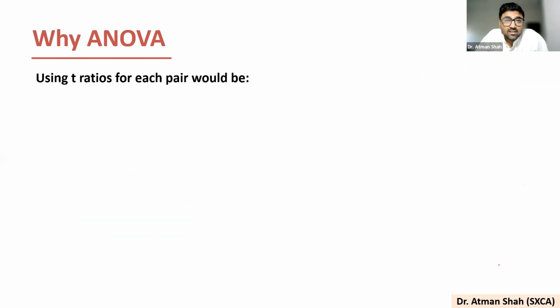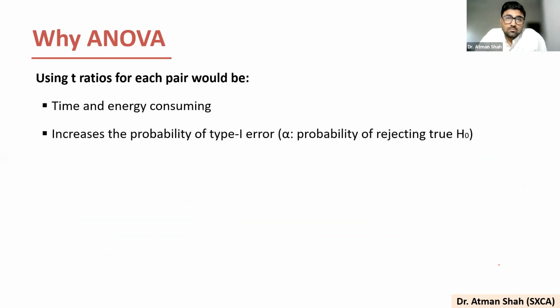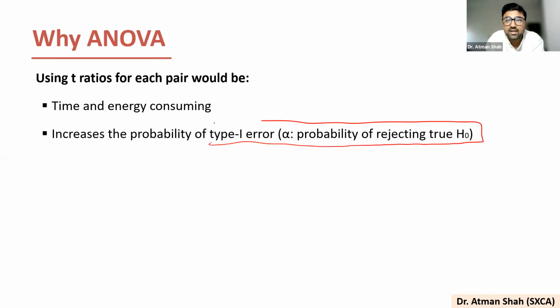Using t-ratios for each pair would be time and energy consuming. It is obvious because you need to perform the t-test 6 times. Right? But the more statistical problem, the technical problem, is that it increases the probability of type 1 error, the probability of rejecting a true null hypothesis when H0 is true.